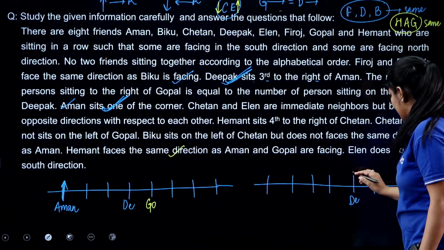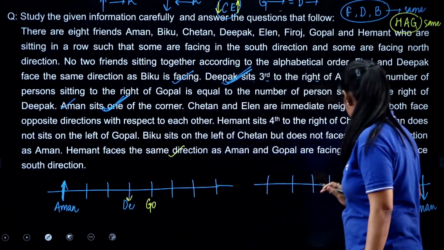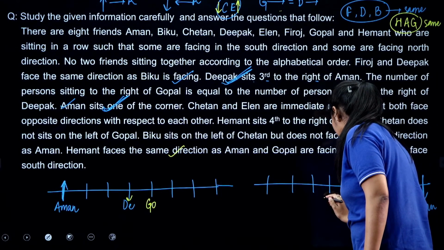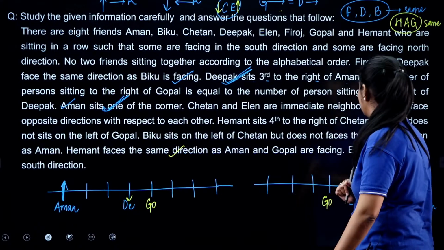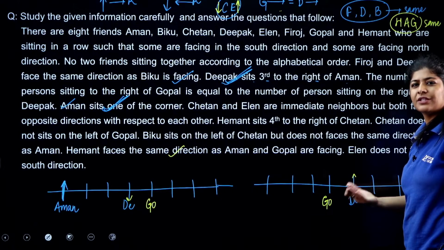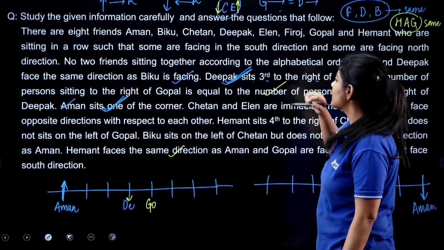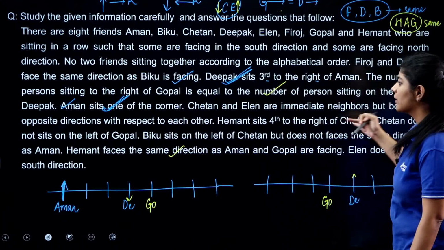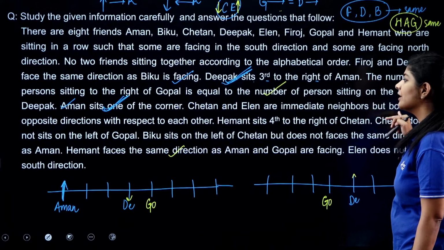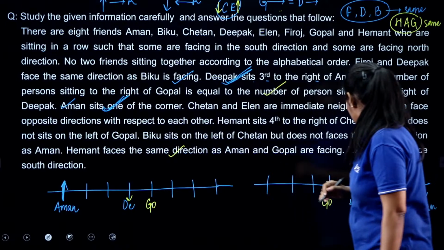According to this, if we are assuming that Deepak is facing towards the north, then there are 3 persons again, 1, 2, 3. Here we are having Gopal, right? We are just assuming this case. If it will not work, we can change our approach, right? The next one is Chetan and Ellen, but they do not face each other. Hemant sits 4 to the right of Chetan. Chetan does not sit on the left of Gopal.